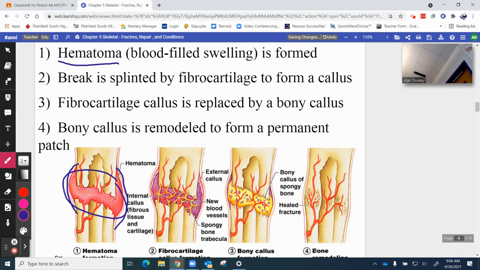Okay. The second part that we have happen is the bone is then splinted by fibrocartilage, and it forms this callus. All right. And that's kind of what we see here, this extension of bone tissue on both sides. A lot of times, if you slam your finger in the door or something like that, you'll sometimes feel that bump on your bone because the bone itself didn't break, but you dented the outside of the bone enough.